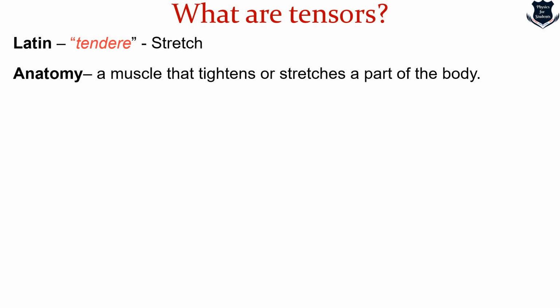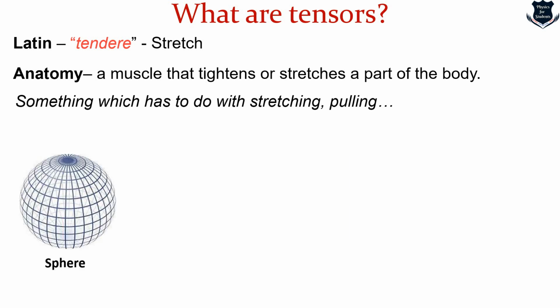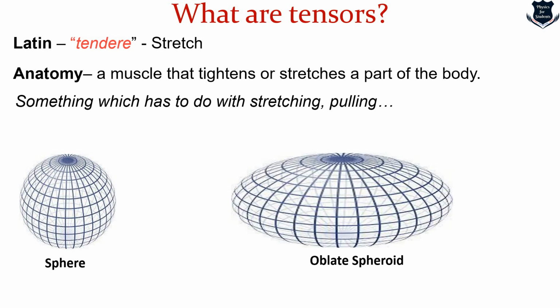If I take these two definitions, the Latin definition and the anatomy one, then we can understand that it has something to do with stretching or pulling or squeezing, and that is exactly the meaning of tensors, as we will discover in the further part of our video: tensors, originating from the Latin word, talk about the stretching of certain components. Now if I take a sphere over here and stretch it, it becomes an oblate spheroid.